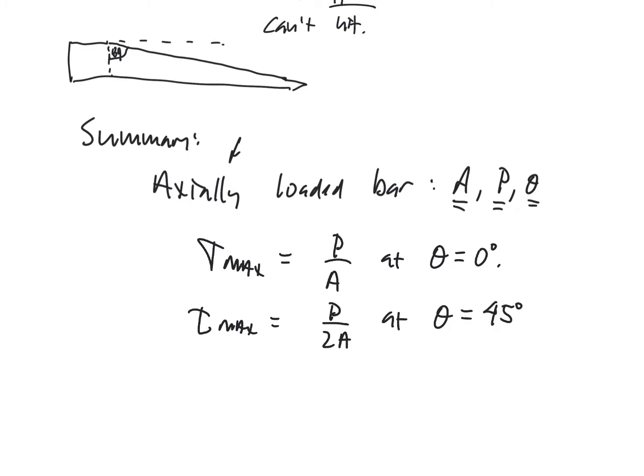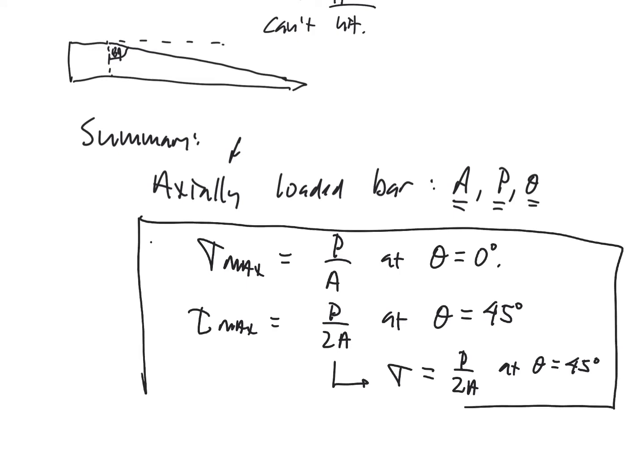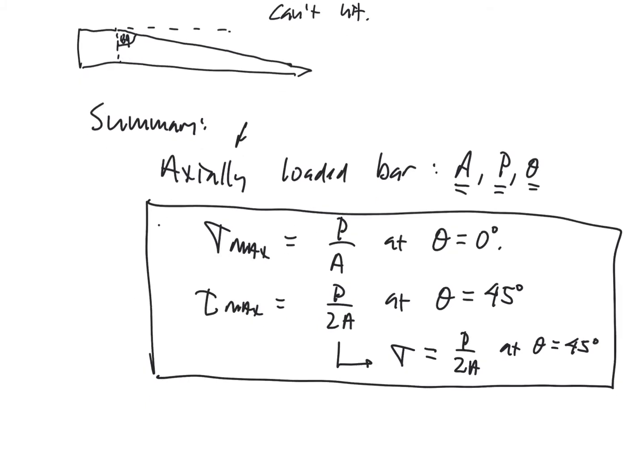And on this plane, I'm not going to write max, sigma, the normal stress on the plane where tau is at a maximum, is also going to be equal to P over 2A, at theta equal to 45 degrees. So I'm going to box that up, and once again, that is the end point that we have of this particular analysis.